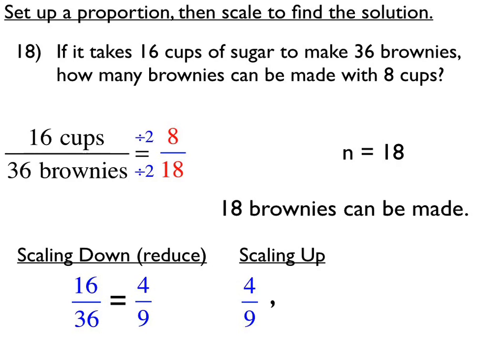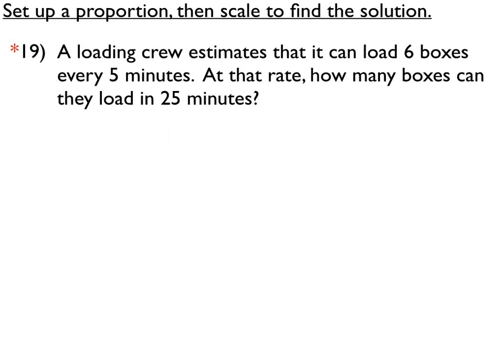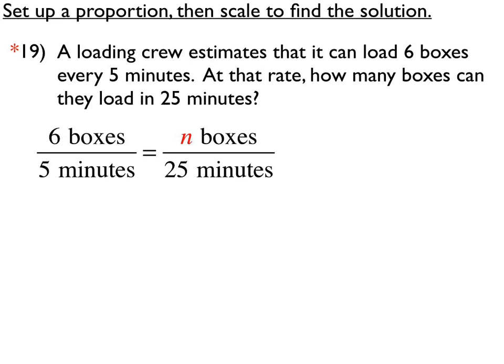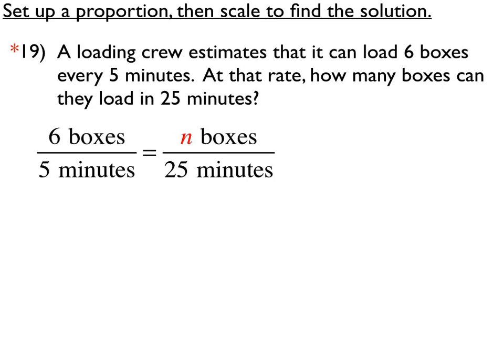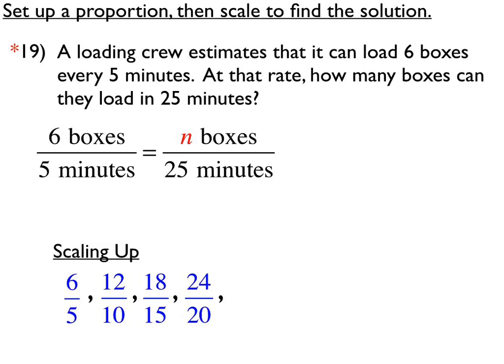And I just went through all the methods there that we have talked about today. Scaling down, scaling back up, or by dividing both top and bottom by a number. Number 19, setup should look like this. 6 over 5 equals some variable over 25. I've got boxes on top of both my ratios, minutes on the bottom. Once again, on these word problems, we have to make sure of that. But regardless of that, there should be 30 boxes.